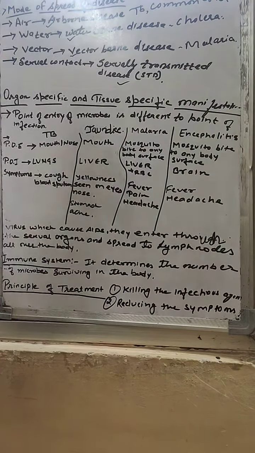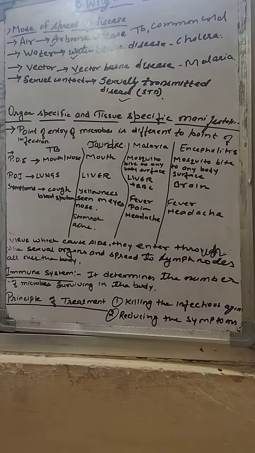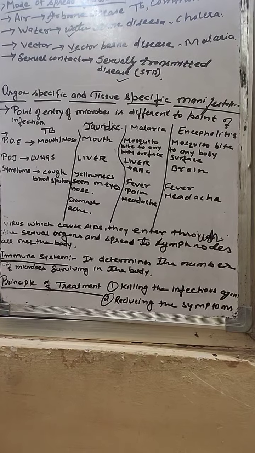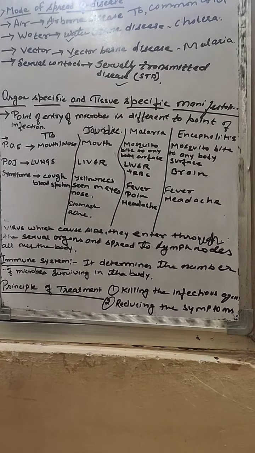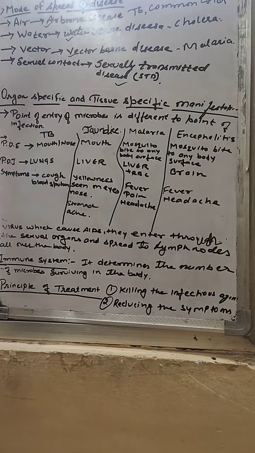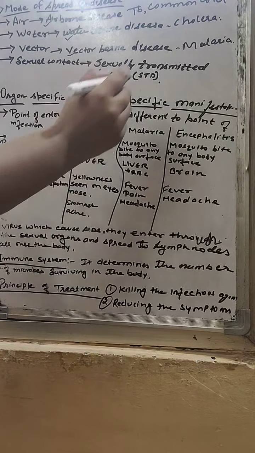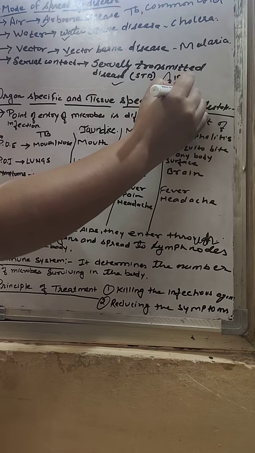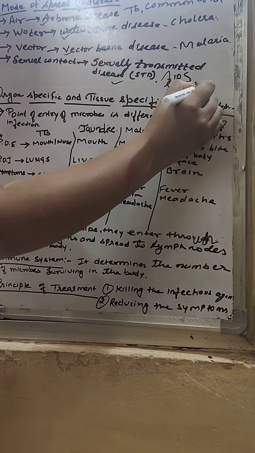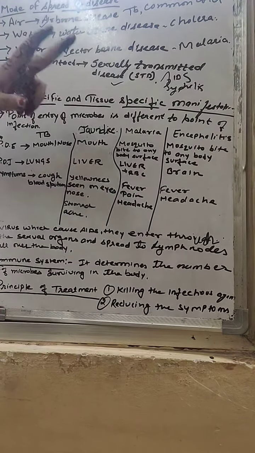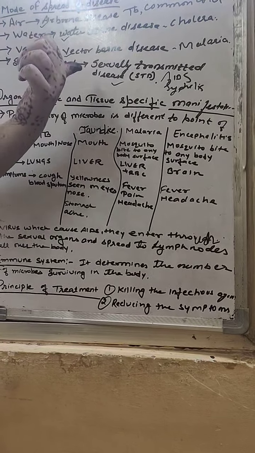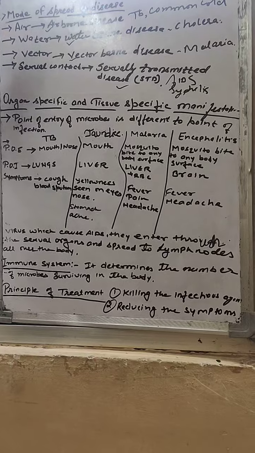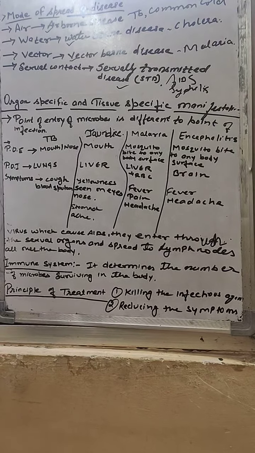Next is sexual contact. How can a disease be transmitted through sexual contact? There is a difference between sexual contact and physical contact. These diseases are transmitted only and only through sexual contact. That is AIDS and syphilis. AIDS and syphilis can be transmitted from one person to another through sexual contact. This is the mode of the disease, that it can spread from one person to another, from a healthy to an ill person.